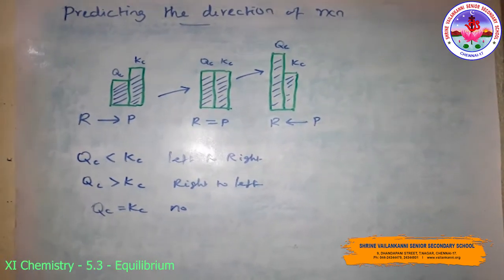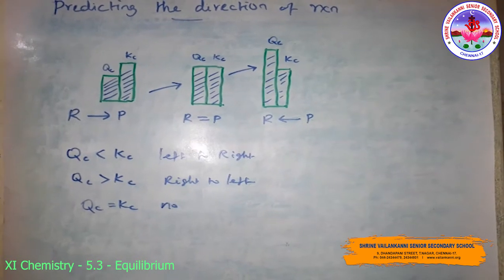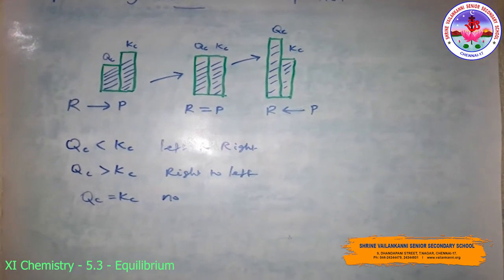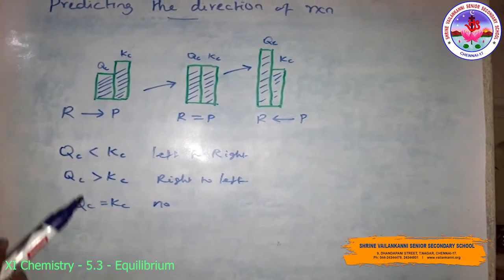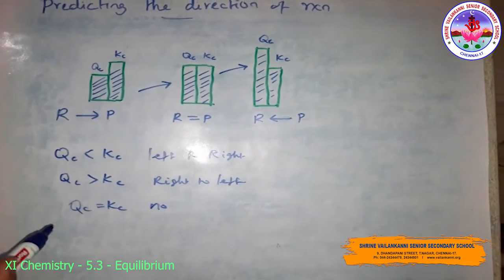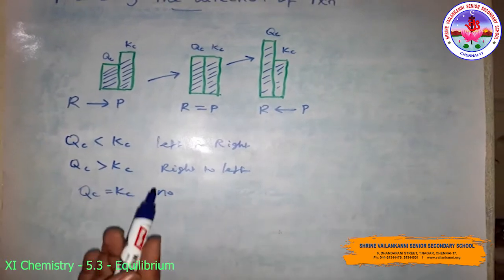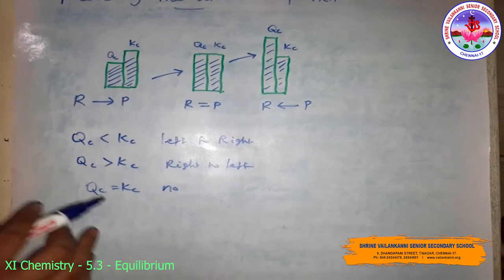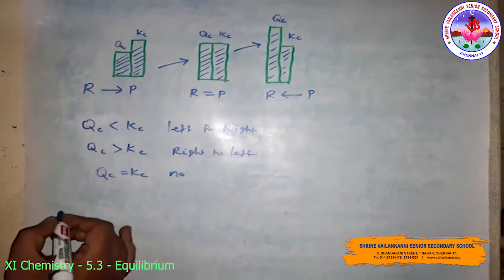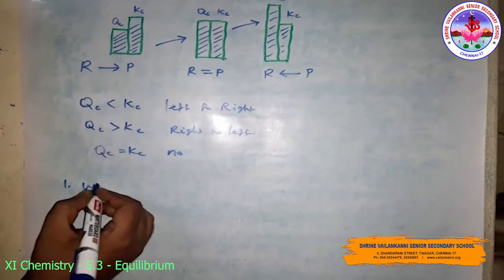Next is calculating equilibrium concentrations. Here some steps are involved. In the case of problems where you know the initial concentrations but do not know any of the equilibrium concentrations, you have to follow some steps. First, write the balanced equation.